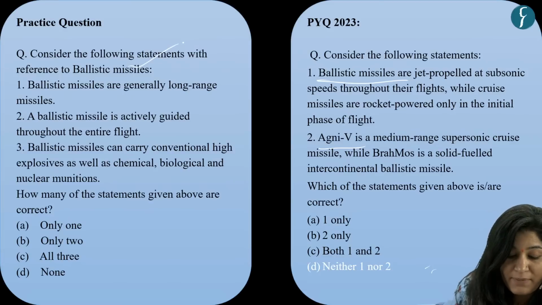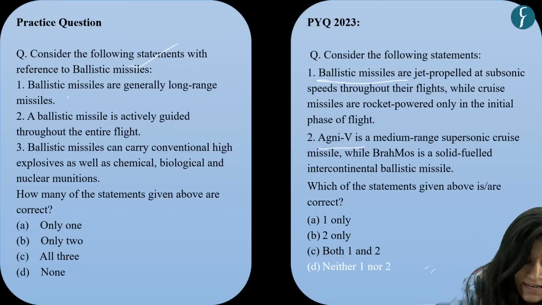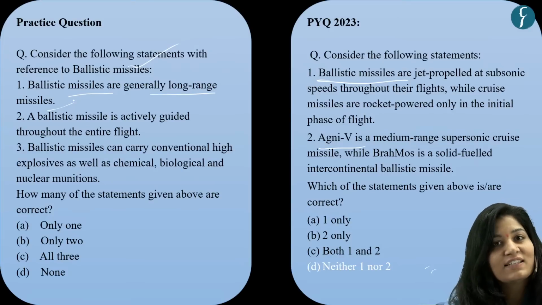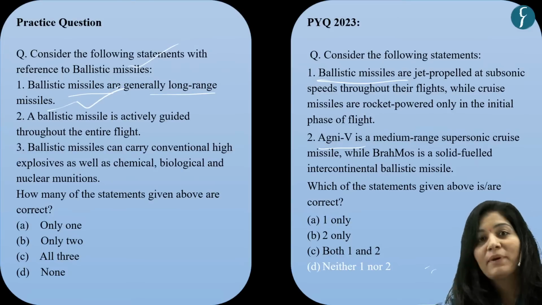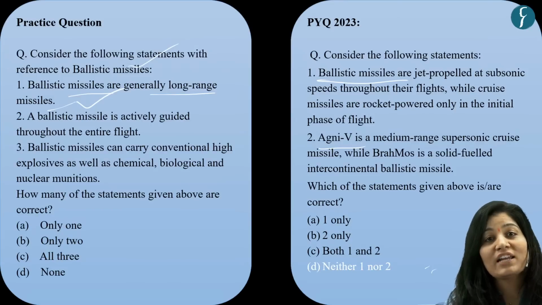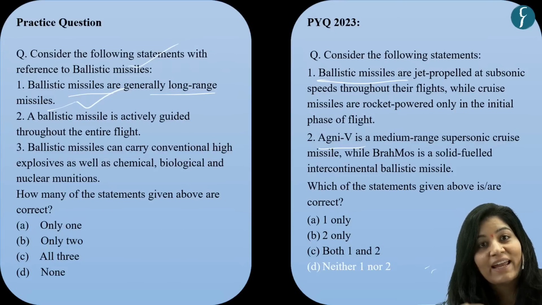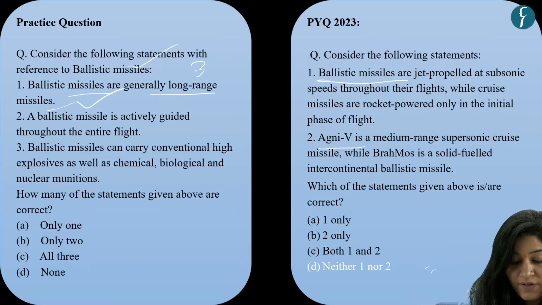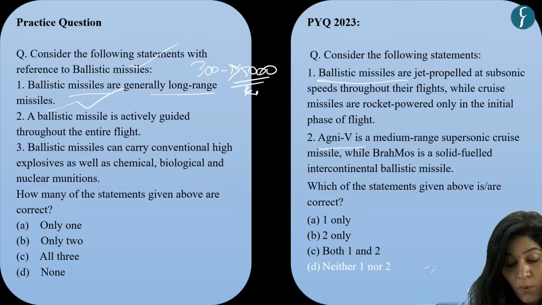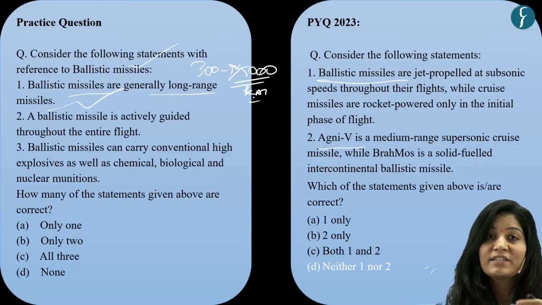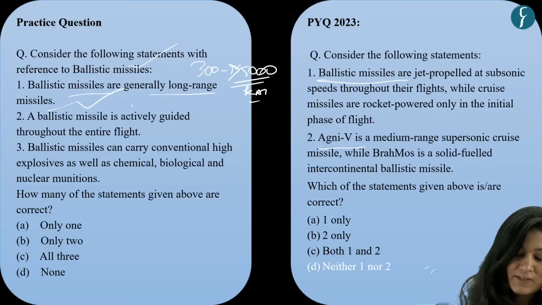So here we have taken a practice question based on ballistic missiles. The first statement is ballistic missiles are generally long range missiles. Now this statement is correct. Why? Because ballistic missiles vary from short range to intercontinental range missiles. That is, they cover 300 to more than 5,000 kilometer area. So this makes our first statement correct.